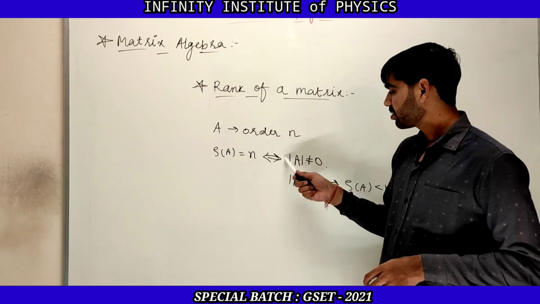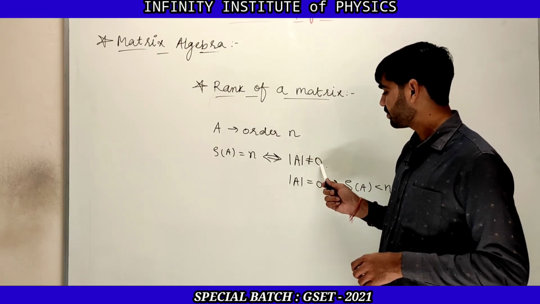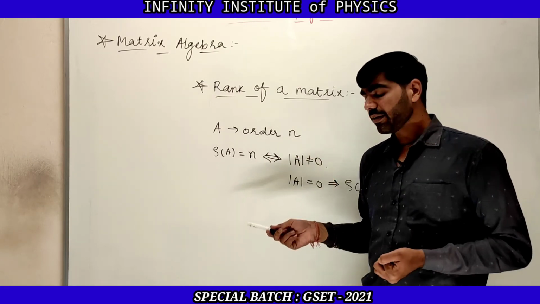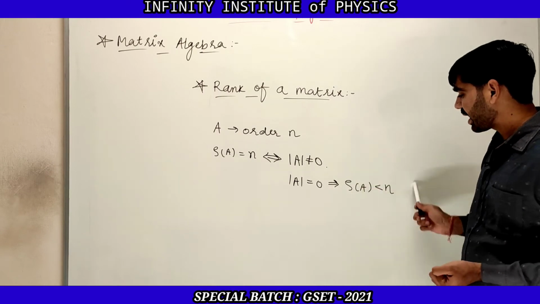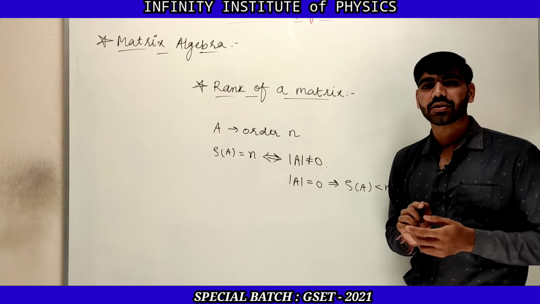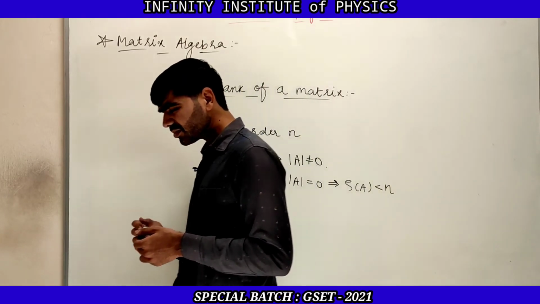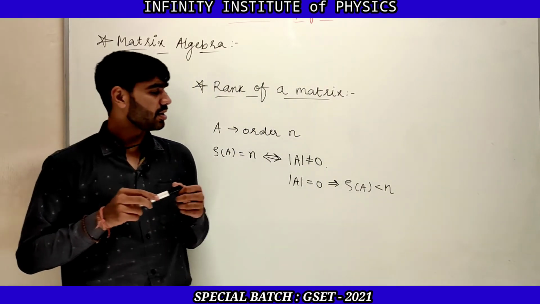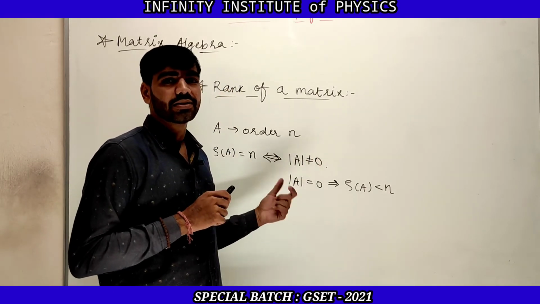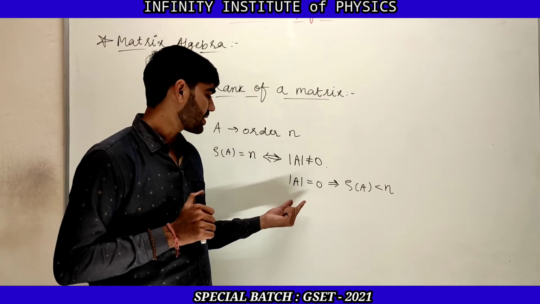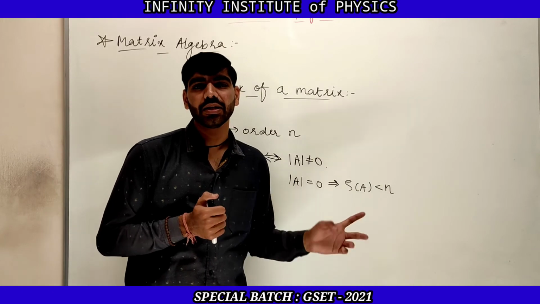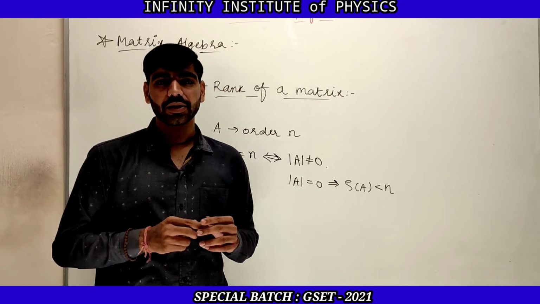just find out the determinant of the matrix. If the determinant is not equal to 0, then the rank is the same as the order, and if the determinant is equal to 0, then the rank will be less than that particular number. So suppose we have a 3 by 3 matrix for which the determinant is not equal to 0, then the rank is equal to 3. And suppose you get that the determinant is equal to 0, then the rank will be strictly less than 3. That means it might be of rank 1 or rank 2.